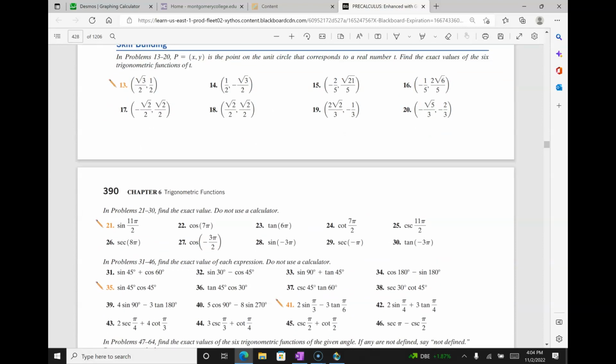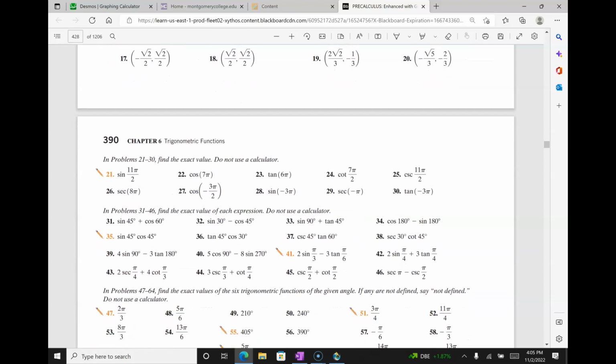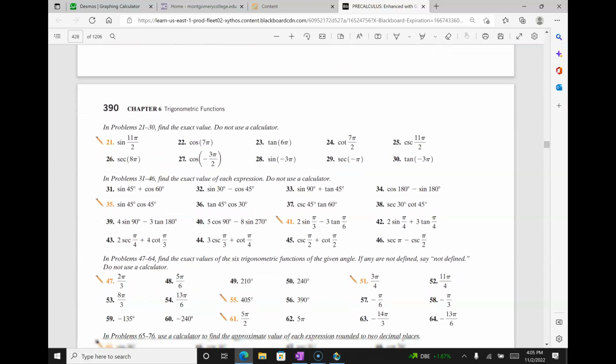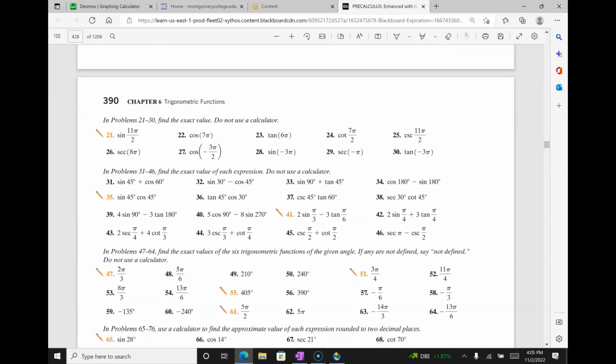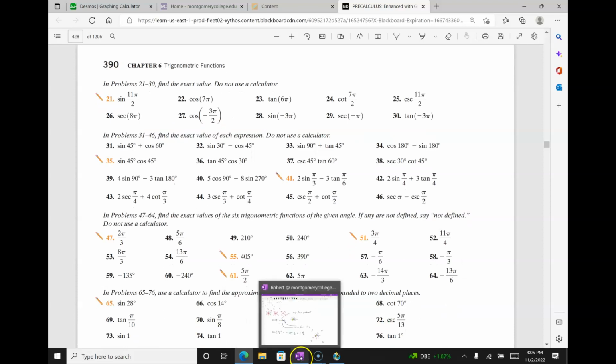Number 21 to 29. Really, is that it? No, I guess you could do more. Oh yeah, 21 to 63.